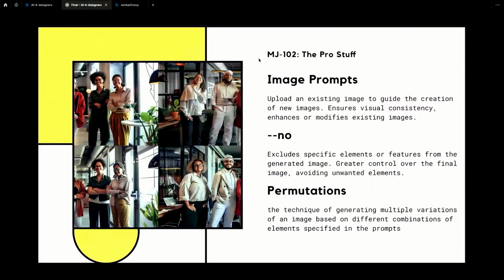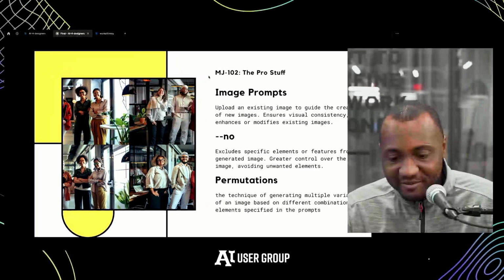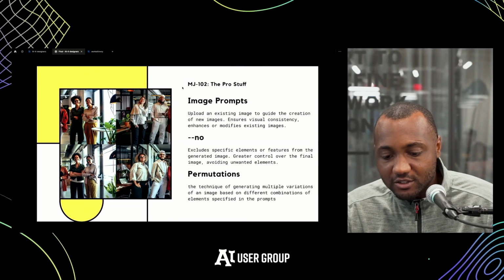The "no" is awesome because it allows you to exclude things. We're calling them hallucinations. The AI likes to hallucinate sometimes, and so you might end up with a cat in the middle of the office, which I guess in San Francisco isn't that weird. And then permutations are really cool.